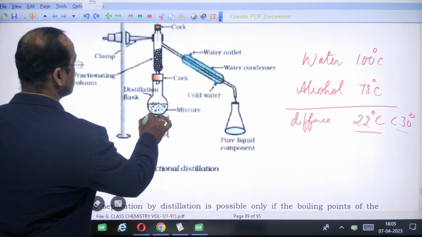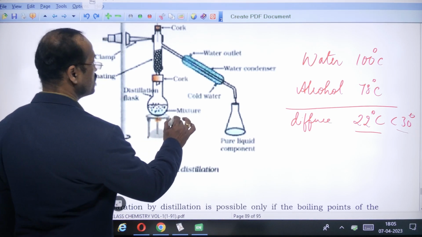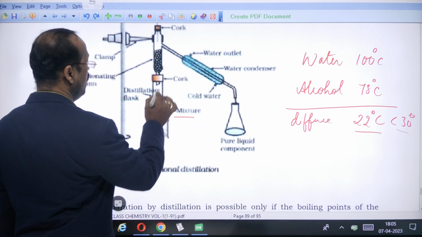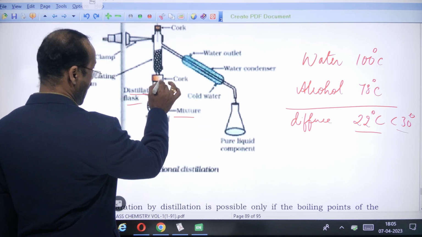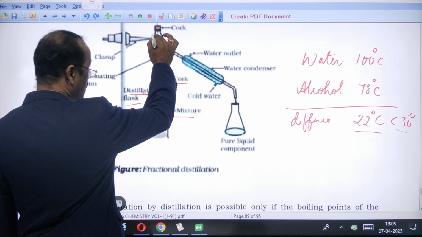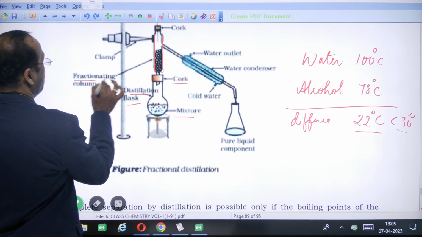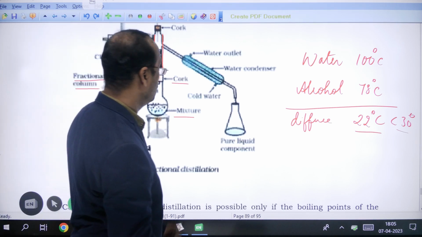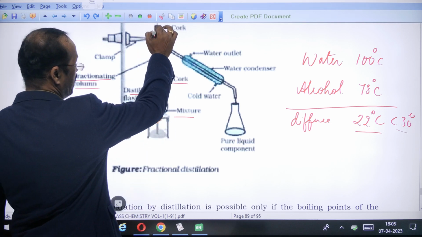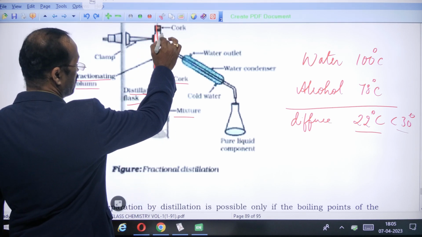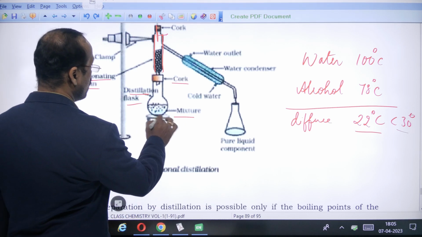See here, there is a mixture we are taking, for example, water and alcohol, and this is the round bottom flask or distillation flask we can say, and this is a cork, and here one extra thing is the fractionating column. This is very important here. This is a fractionating column, and here one thermometer is maintained to measure the temperature.